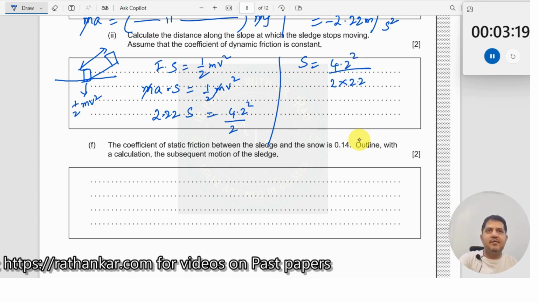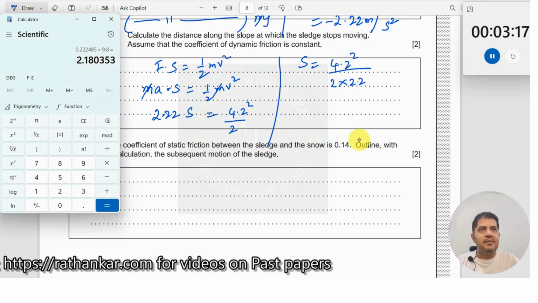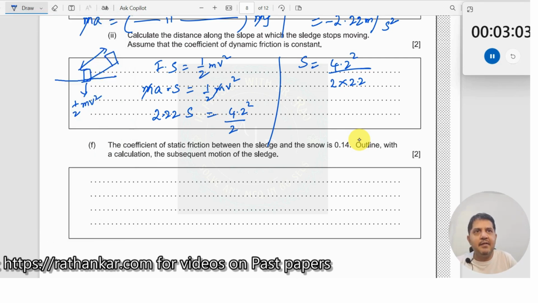When I do this, what is the answer I get here? 4.2 squared divided by 2, divided by 2.22. I get the answer 3.97. 3.97 meters is nearly 4 meters. So what is my answer? 4 meters. Okay, I get the answer 4 meters.